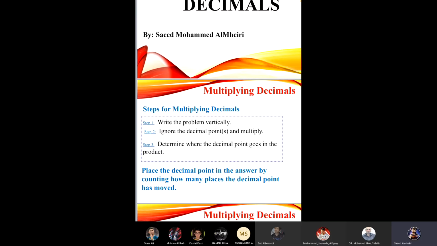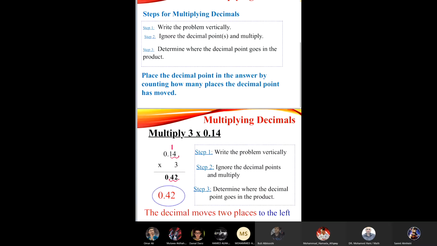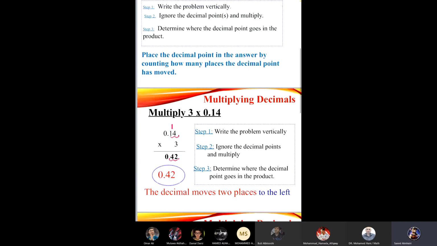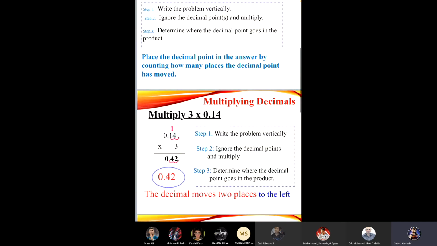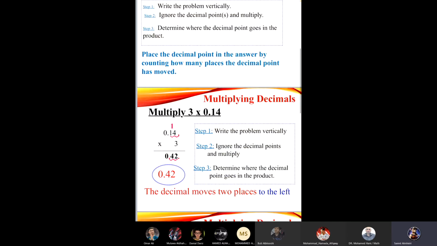Steps for multiplying decimals. Step 1, write the problem vertically. Step 2, ignore the decimal points and multiply. Step 3, determine where the decimal point goes in the product. Place the decimal point in the answer by counting how many places the decimal point has moved.